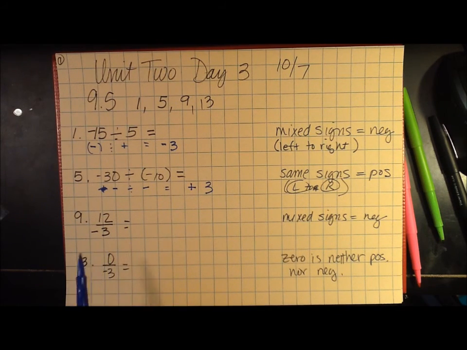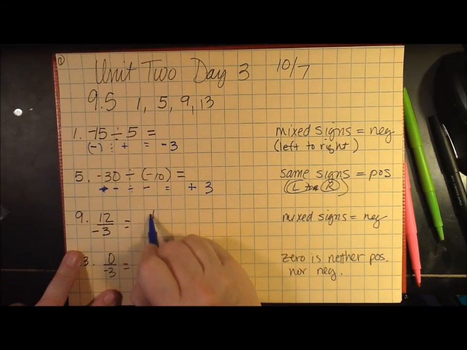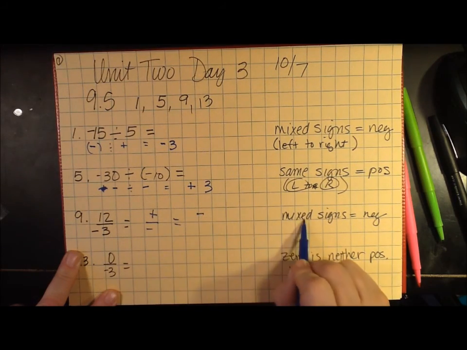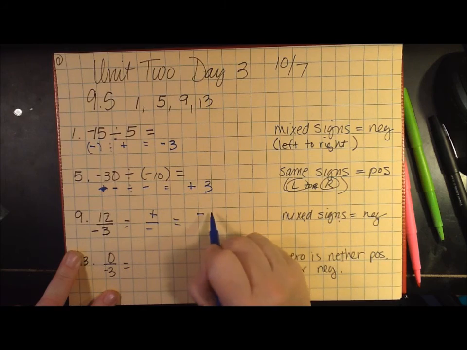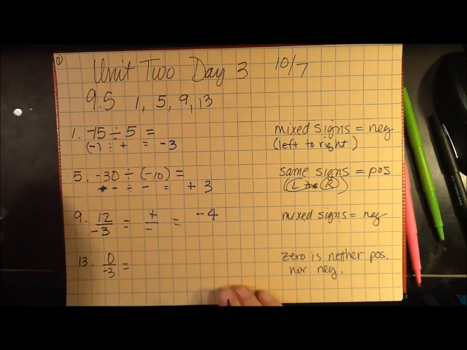Here's another division problem set up as a fraction. And here I'm dividing a positive by a negative, so my answer will be negative. Mixed signs means negative. 3 goes into 12 4 times, so my answer is negative 4.